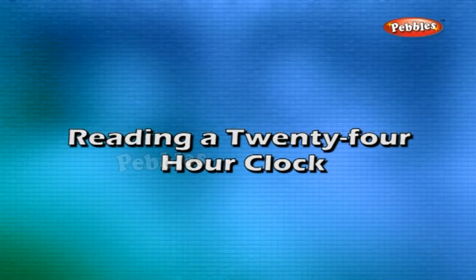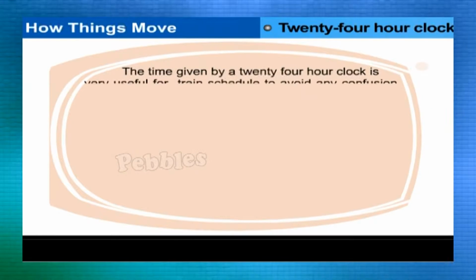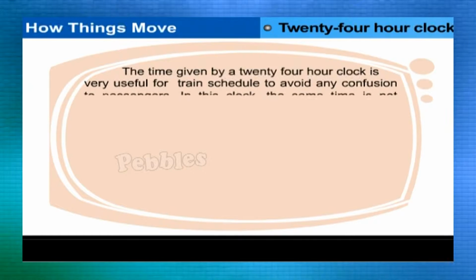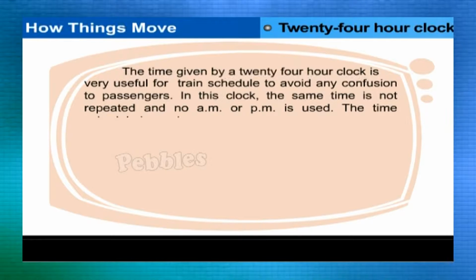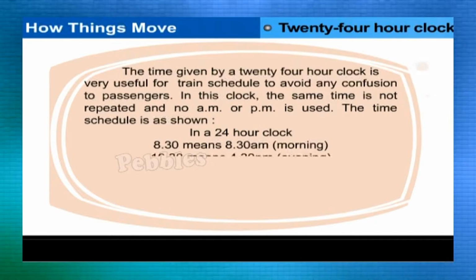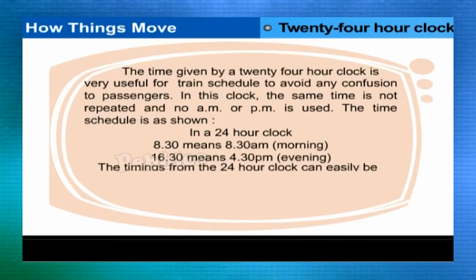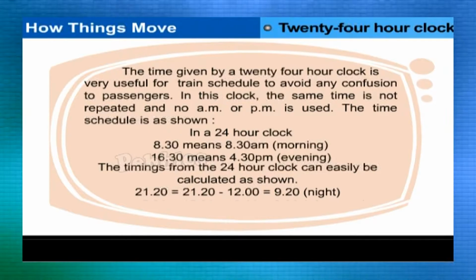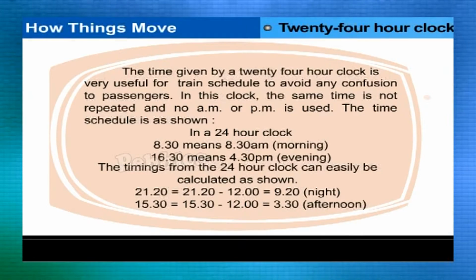Reading a 24-hour clock. The time given by a 24-hour clock is very useful for train schedules to avoid any confusion to passengers. In this clock, the same time is not repeated and no AM or PM is used. The time schedule is as shown above. In a 24-hour clock, 8:30 means 8:30 AM, morning. 16:30 means 4:30 PM, evening. The timings from the 24-hour clock can easily be calculated as shown.